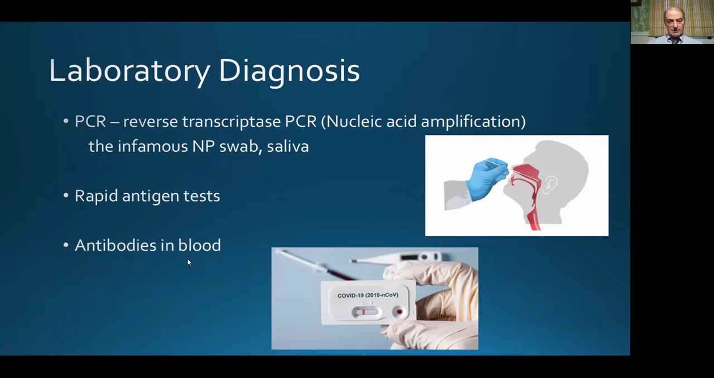Antibodies, of course, can be detected in blood. We do have that available at Shands, and probably many other laboratories would have it. But that only tells you that the patient has been infected in the past. It doesn't tell you that they may currently be infected. So we'll look at that in a minute.